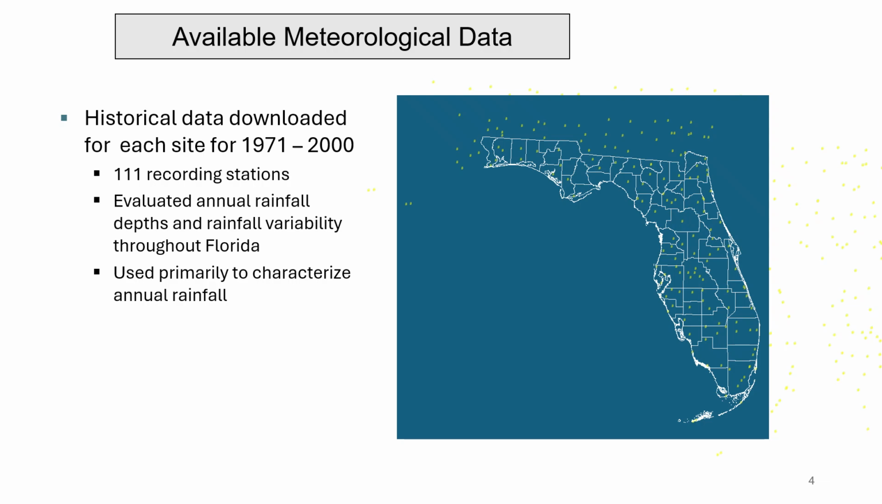To understand how rainfall affects runoff, we downloaded extensive historical meteorological data for each site. This dataset spans a 30-year period, from 1971 to 2000, and includes information from 111 individual recording stations located throughout Florida. From this data, we specifically evaluated the annual rainfall depths, which refers to the total volume of rain, and analyzed the variability of that rainfall across the state. The primary purpose of this detailed analysis was to accurately characterize the annual rainfall patterns in Florida.